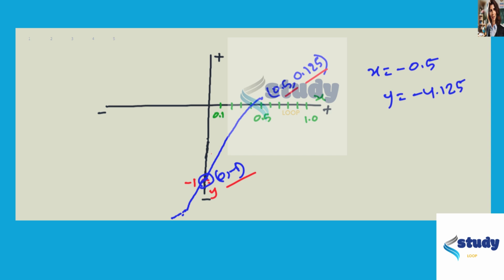And while we are joining these 2 points, we can see that this will intercept the x-axis somewhere at 0.4. Since in the question it is stated that the point at which the cubic equation crosses the x-axis is the solution, our solution of x we can estimate as 0.4.